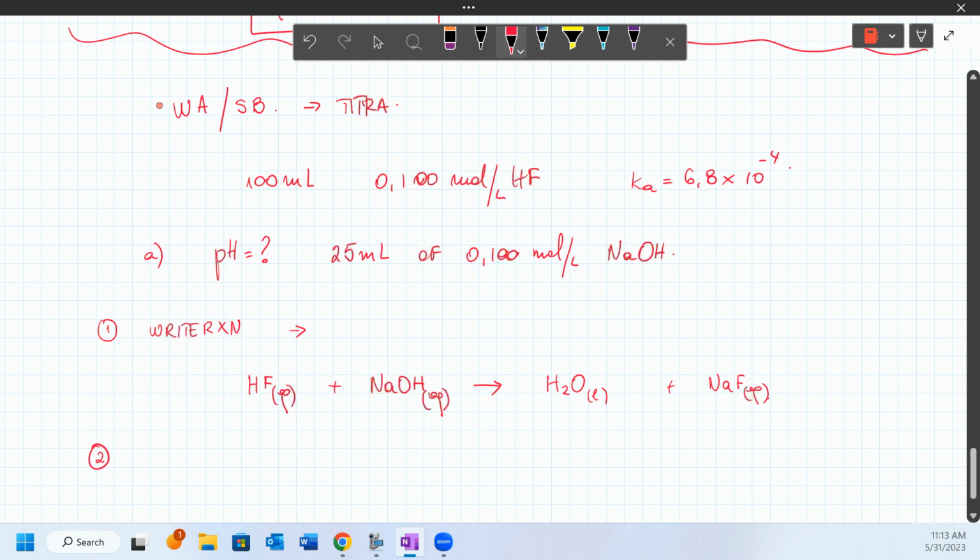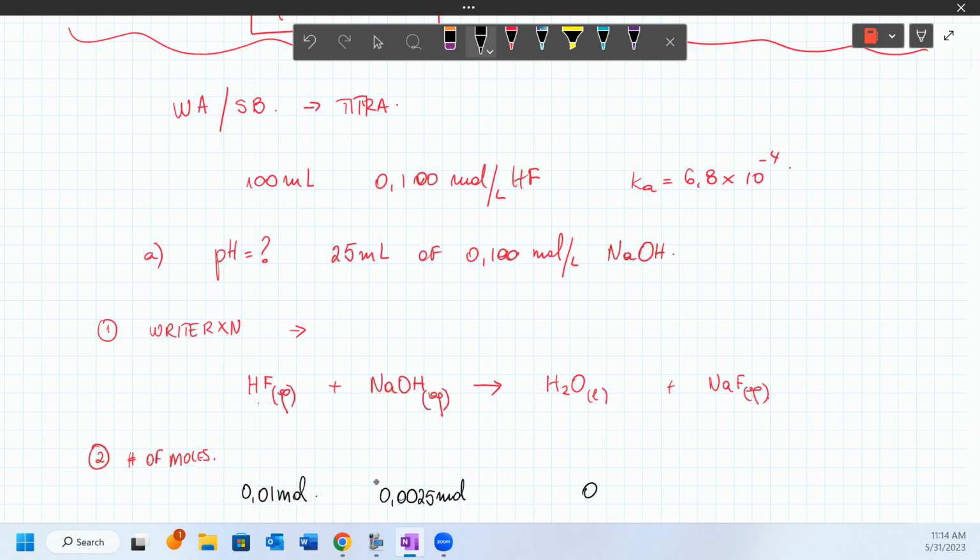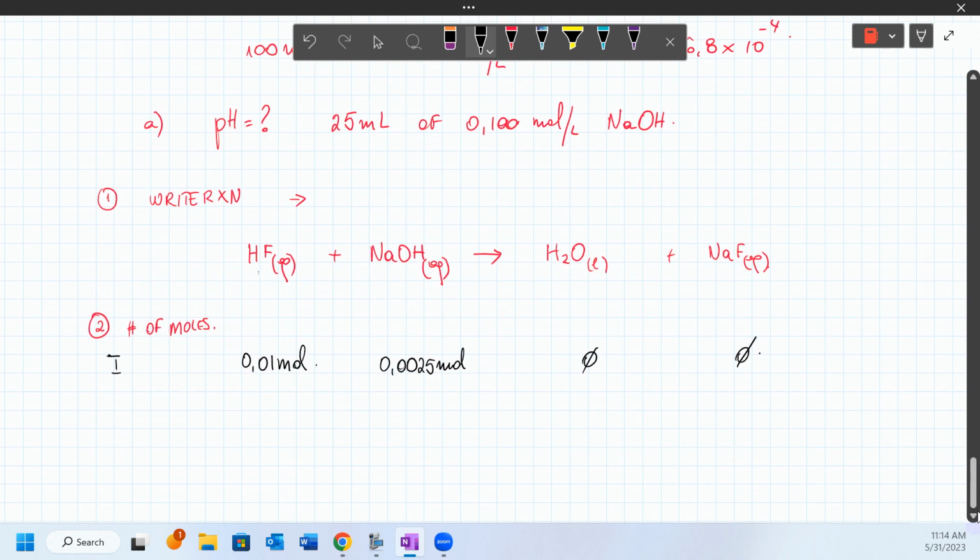As the second step, we work out the number of moles. We go with the concentration and the volume of each of them. So the number of moles for HF will be 0.01 mole and for NaOH 0.0025 moles. And here we have 0 and 0 initial. Are you following? Good.